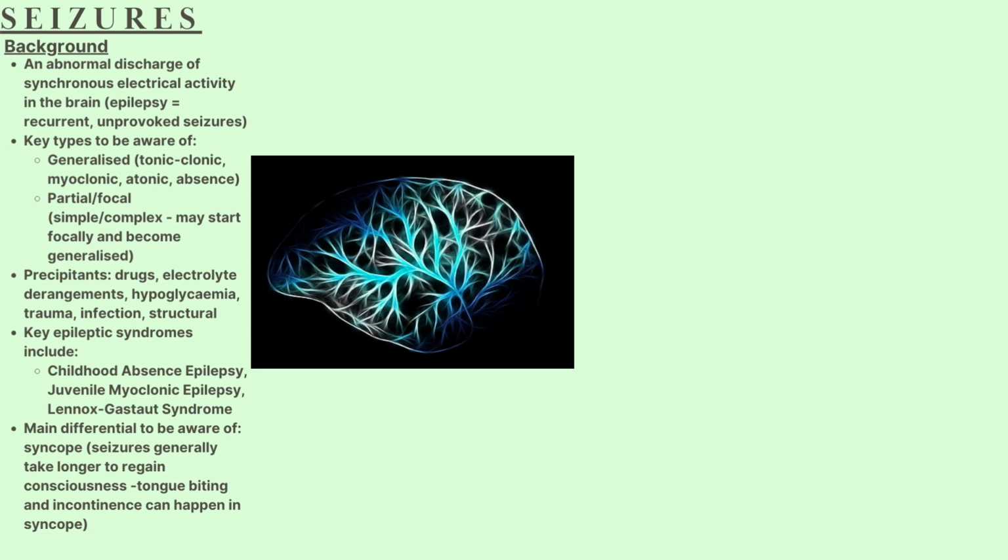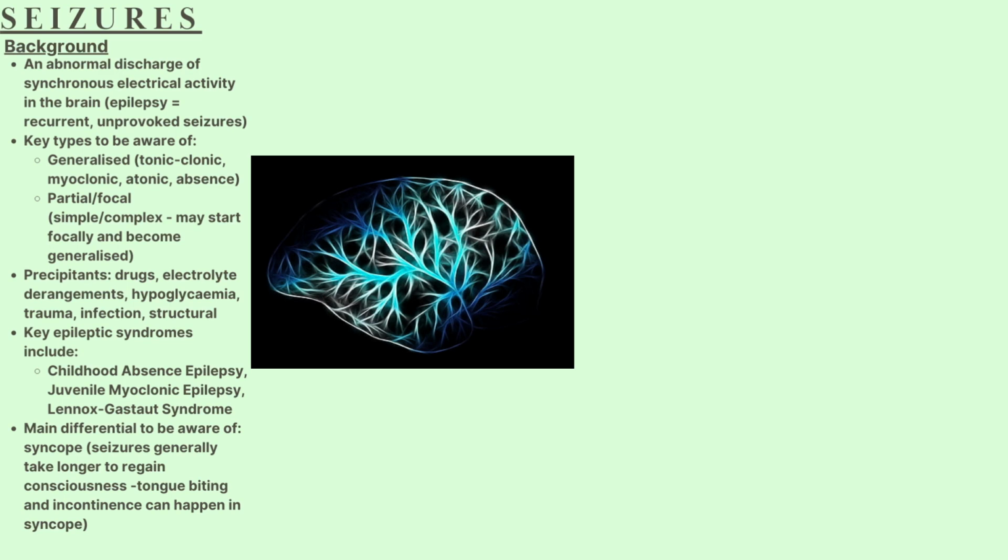The key types of seizures to be aware of are generalized seizures, which are ones where the electrical activity goes over the entire brain. And these can be further classified into tonic-clonic, myoclonic, atonic, and absence. And there are also partial or focal seizures, where the abnormal electrical activity is confined to one part of the brain. These can be defined as either simple or complex. They can also start focally and become more generalized over time.